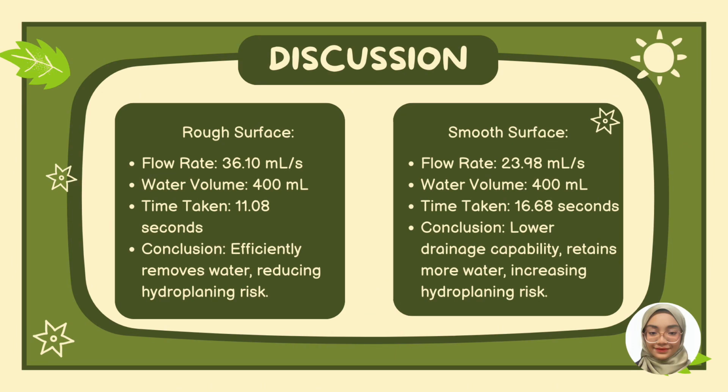For discussion, the initial water volume for these two surfaces is 400 ml. For the rough surface, the flow rate is 36.10 ml per second and the time taken is 11.08 seconds. Thus, rough surfaces efficiently remove water, which can reduce hydroplaning risk. For the smooth surface, the flow rate is 23.98 ml per second and the time taken is 16.68 seconds. So it has lower drainage capability and retains more water, which increases hydroplaning risk.